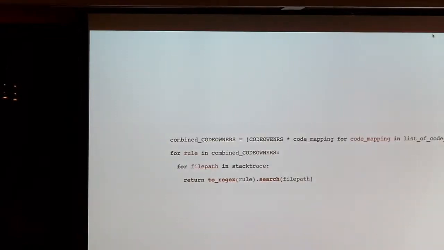All right, so enough background. This is the simplified code that runs this feature. You're going to have a list of these transformed code owners. And for each rule in that code owners file, we're going to have to go through each file path in the stacktrace and generate a regex for that gitignore style path, and do a regex search for a match, right?